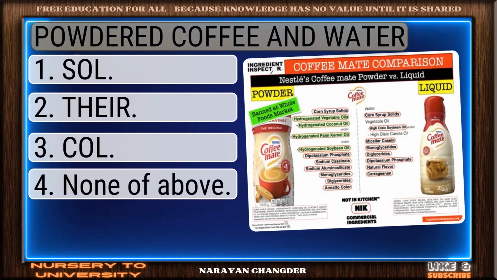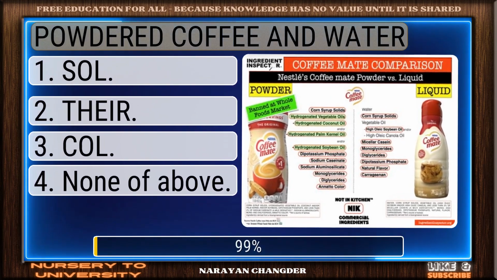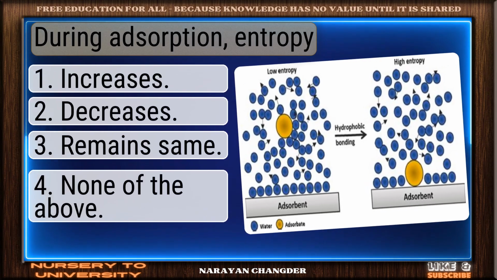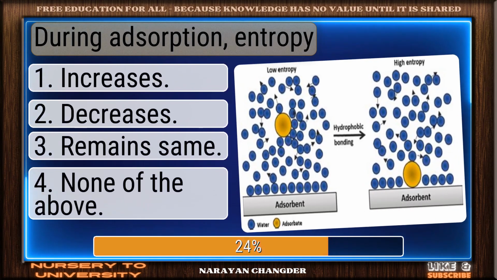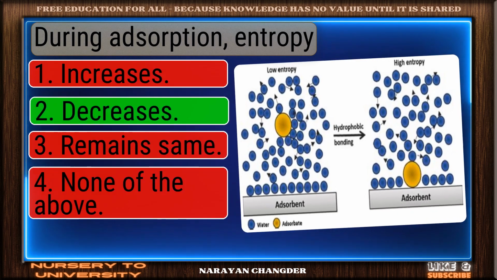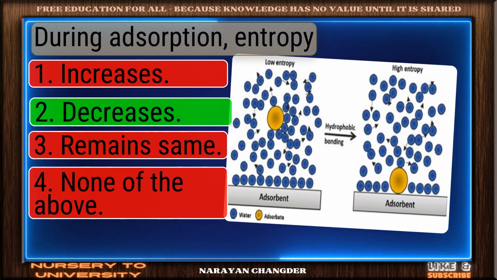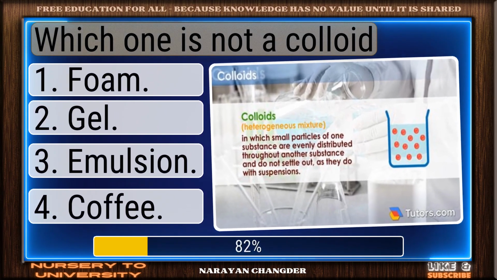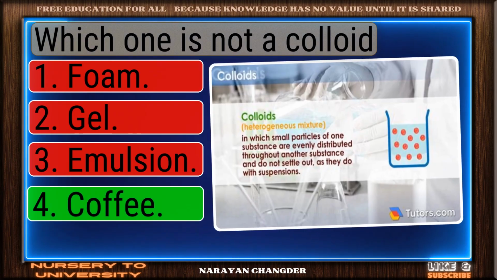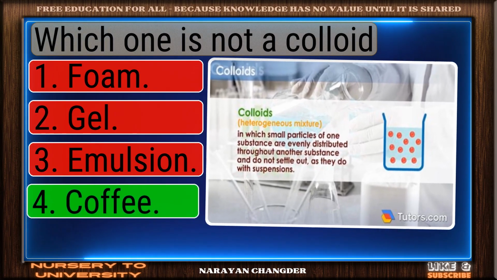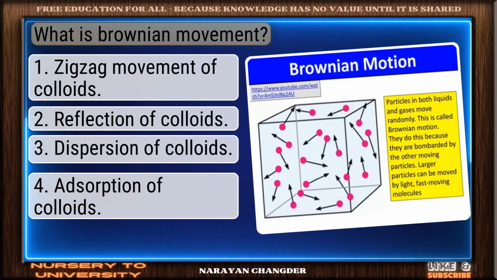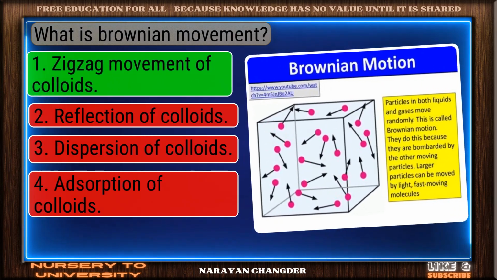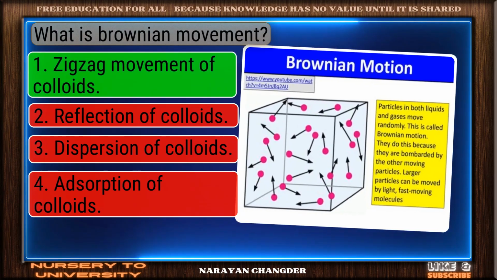Powdered coffee and water. Sharp thinking. Sol is the right choice. During adsorption, entropy. Right again. Decreases is a valid answer. Which one is not a colloid? Clear logic. Your choice coffee is sound and 100% true. What is Brownian movement? Bravo. Zigzag movement of colloids is the answer.